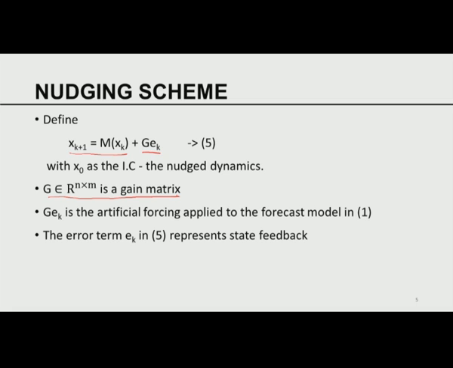G is again an n by m matrix. G of e_k is a vector. There is an artificial forcing applied to the forecast model. The error term e_k represents a state feedback. Please remember, e_k is equal to z_k minus h of x_k. Therefore, I am using the state information to force the model. So that is what is called the state feedback.